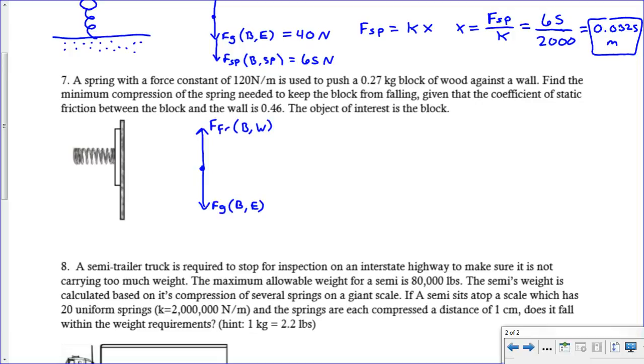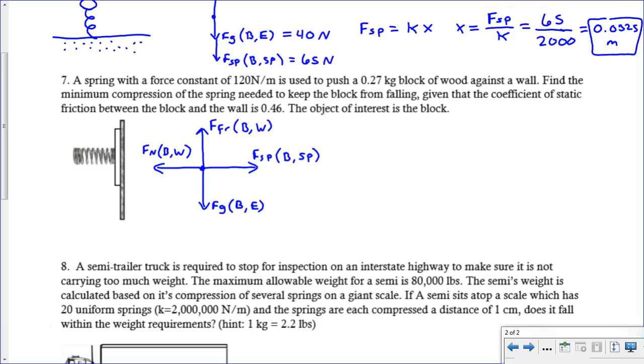Continuing on, the thing that's pushing it this way is going to be the spring. And then the thing that's pushing it back, you've got two surfaces pushing against each other, the block and the wall. That creates a normal force. So F normal on the block by the wall. All right, so those are those things.